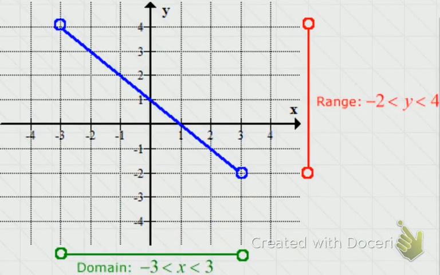And if we had, let's say, a segment or a part of a piecewise function, using interval notation, we're going to say the range goes from negative 2 to 4, rounded brackets because of the open hole, and we're going to go from negative 3 to positive 3, rounded brackets.